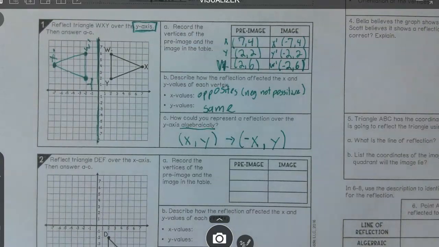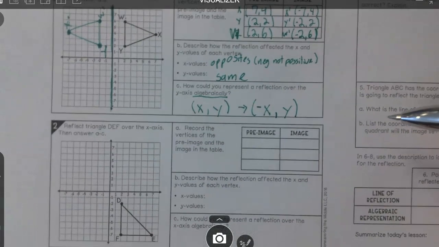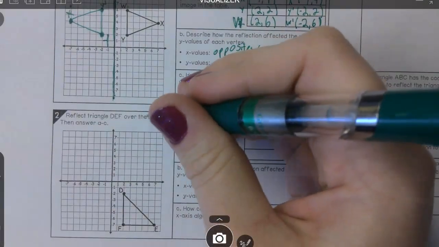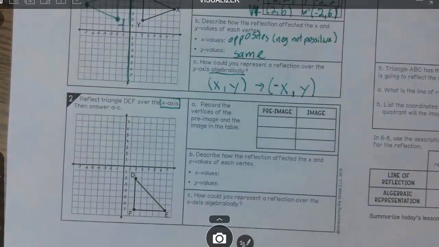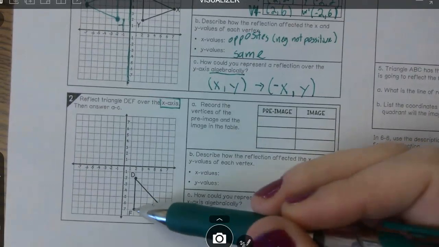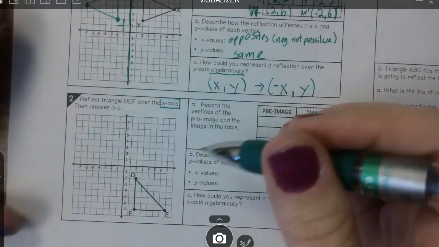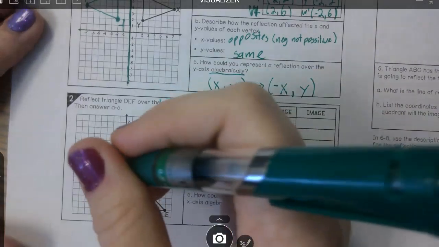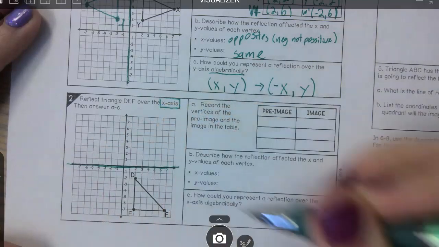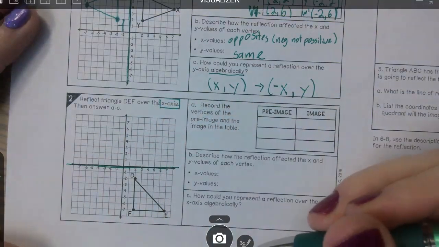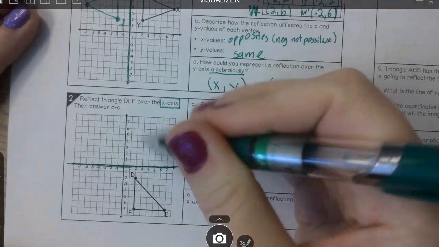It's going to look a little bit different when we do number 2, and we are now reflecting over the x-axis. Okay, so here we have triangle DEF, and this time the reflector line, or the mirror, is not y. So this time the x-axis is the mirror. So when we mirror, we're going to be going over this line. So this one is going to reflect right here-ish.